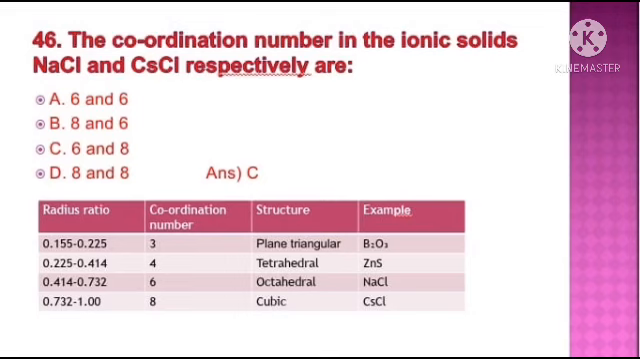In the table we can see the radius ratios corresponding to different coordination number 3, 4, 6, 8, having the structures plane triangular, tetrahedral, octahedral and cubic respectively. Study these radius ratios with the examples.